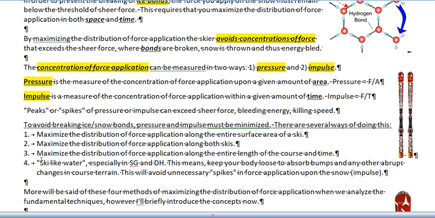And the last principle is what I call ski like water. The reason I say that is people used to say, "Hey, you ski like water." Well, the idea is you keep your body so soft, especially in Super G and downhill. This means that your body is loose to absorb bumps and any other abrupt change in course terrain, so you don't get these impulse jolts. You just absorb everything. You keep your body soft.